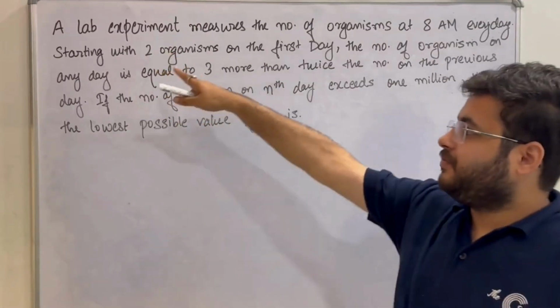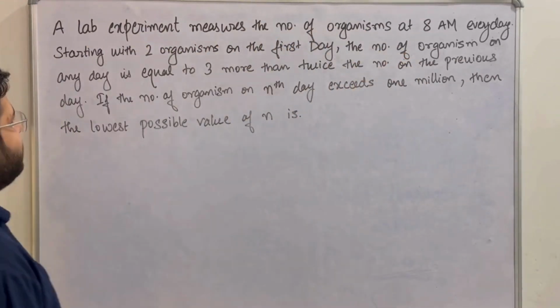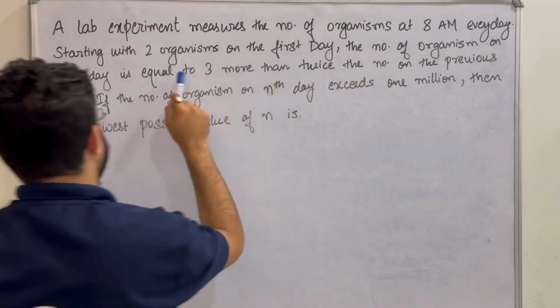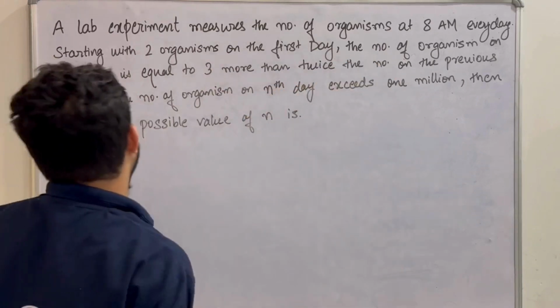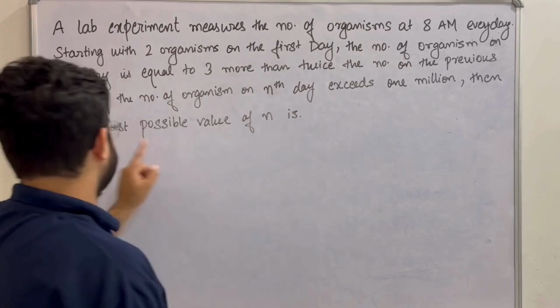Moving on to the last question from algebra. So we have a lab experiment that measures the number of organisms at 8 AM every day, starting with 2 organisms on the first day. The number of organisms on any day is equal to 3 more than twice the number of the previous day. And if the number of organisms on the nth day exceeds 1 million, then the lowest possible value of n is?